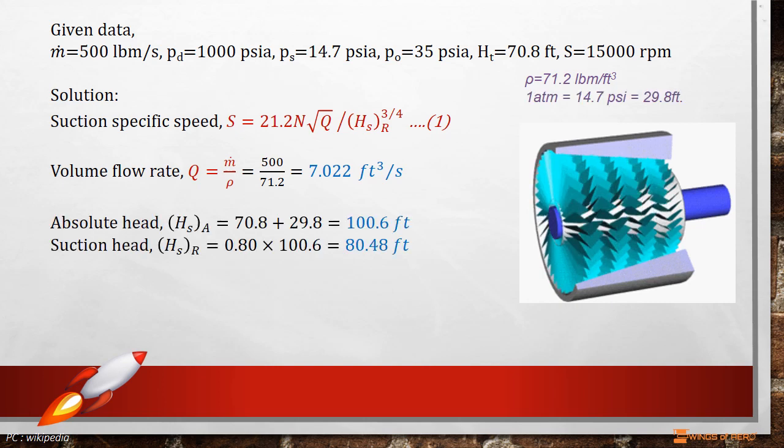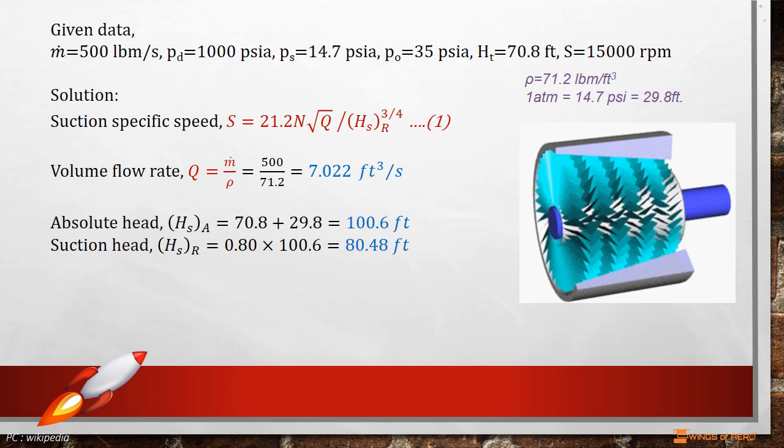In this formula, HS suffix R is the required suction head, which is the limit value of the head at the pump inlet. Below this value cavitation in the impeller may occur. The absolute head value is the sum of tank head and the vapor pressure. We know the tank head, which is given, and the vapor pressure of the oxygen is also given, which is the suction pressure 14.7 pounds per square inch or 29.8 feet. Then the absolute head value HS suffix A is equal to 100.6 feet.